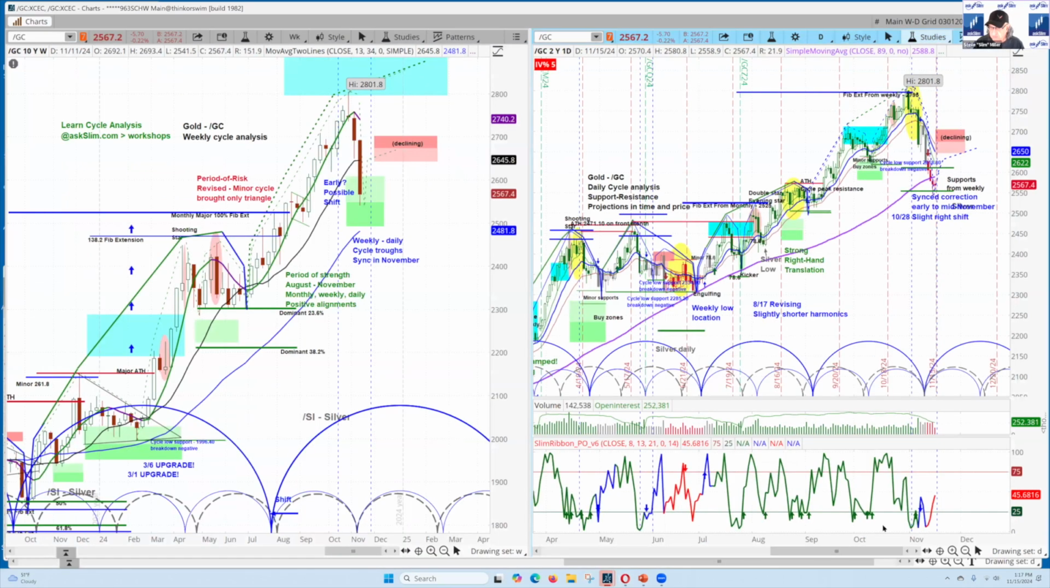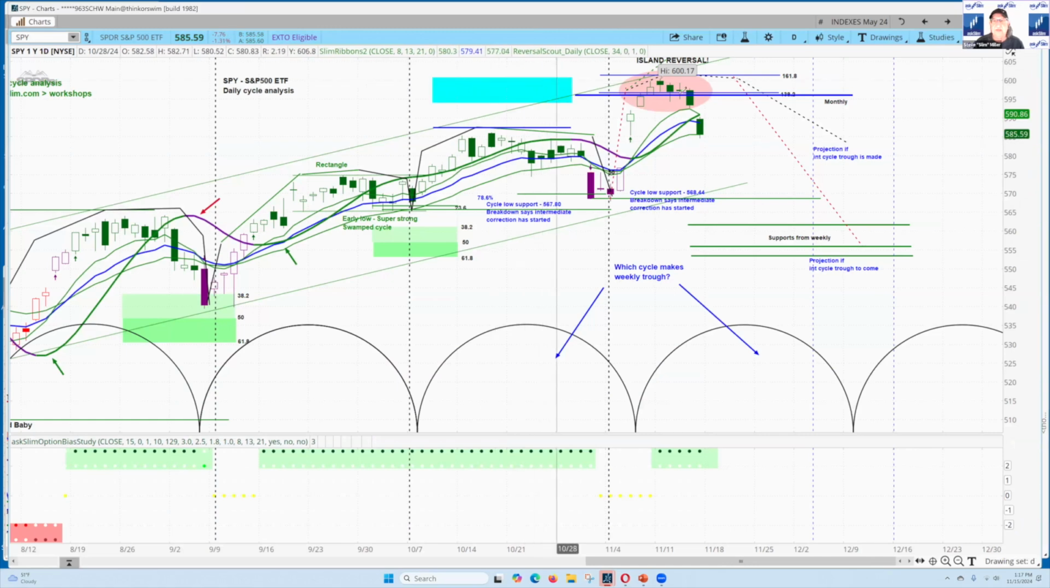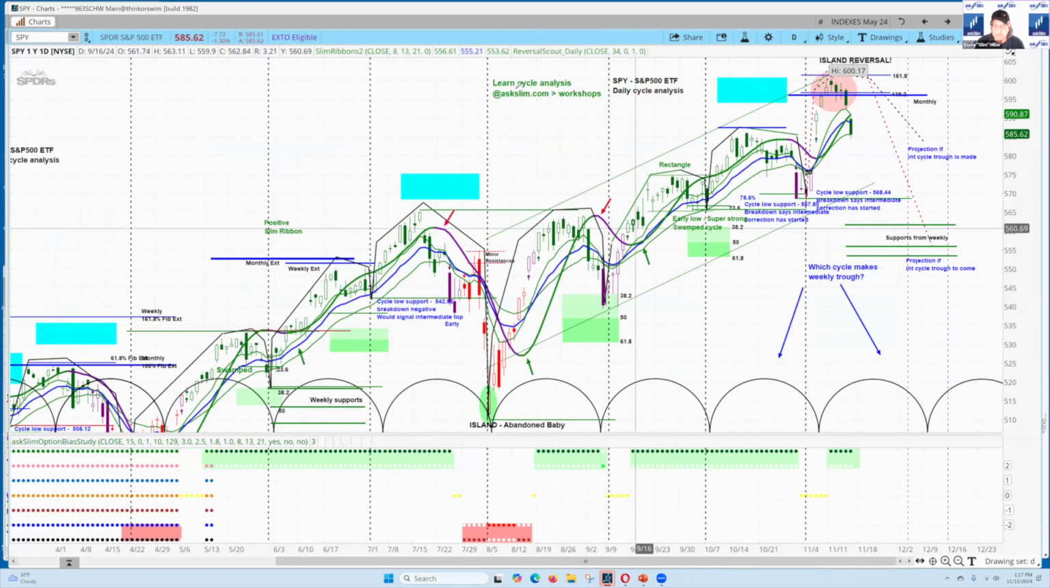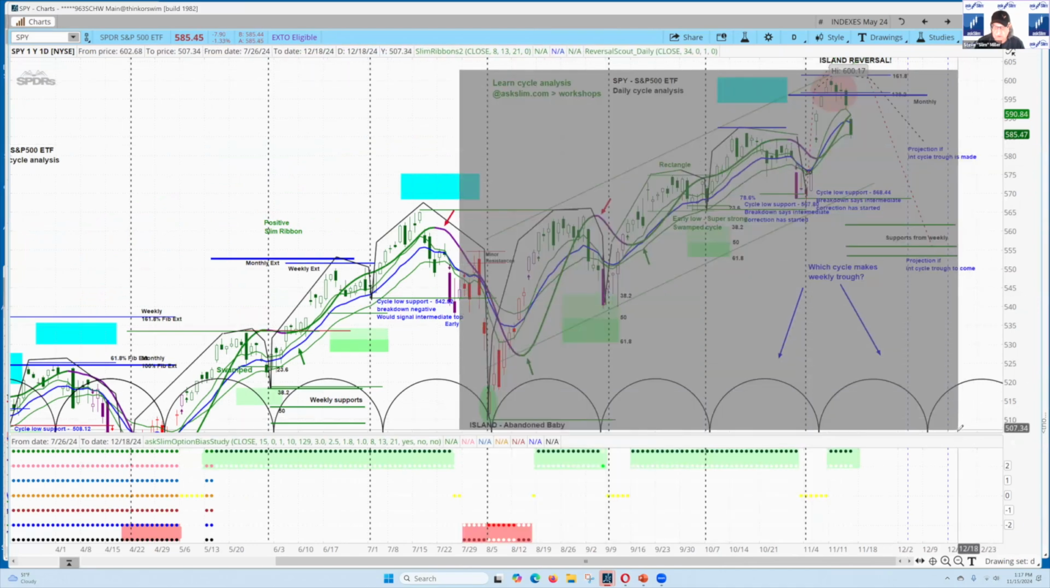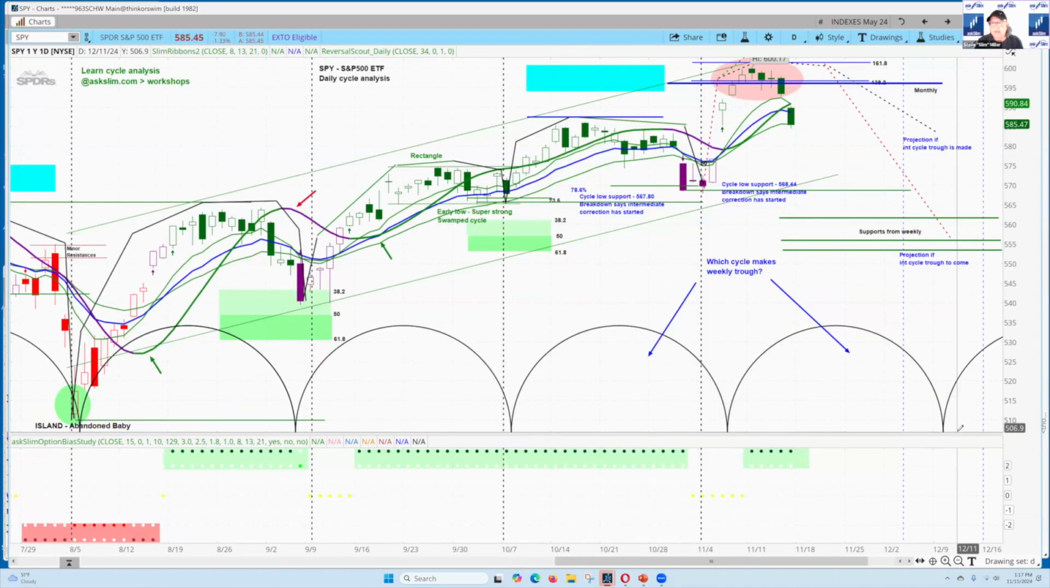So now we're going to switch over. We'll leave the gold chart right over there, and we're going to go into the stock market. Gary Panisse, another CBOE friend of mine, asked the question, is there an island reversal? And there absolutely is an island reversal that you can see right there. I'm just going to go back over here so that you can see how the cycles are formed. These daily cycles have been fantastic.